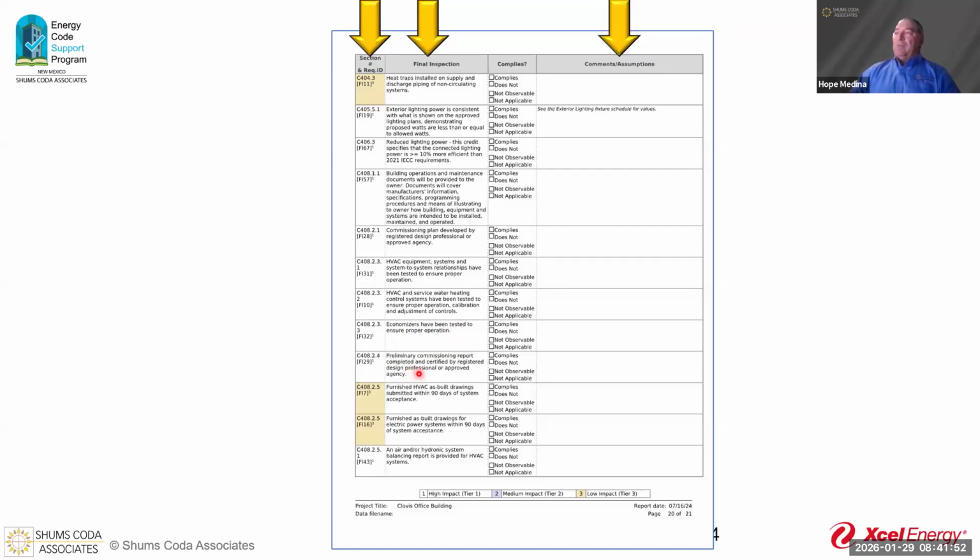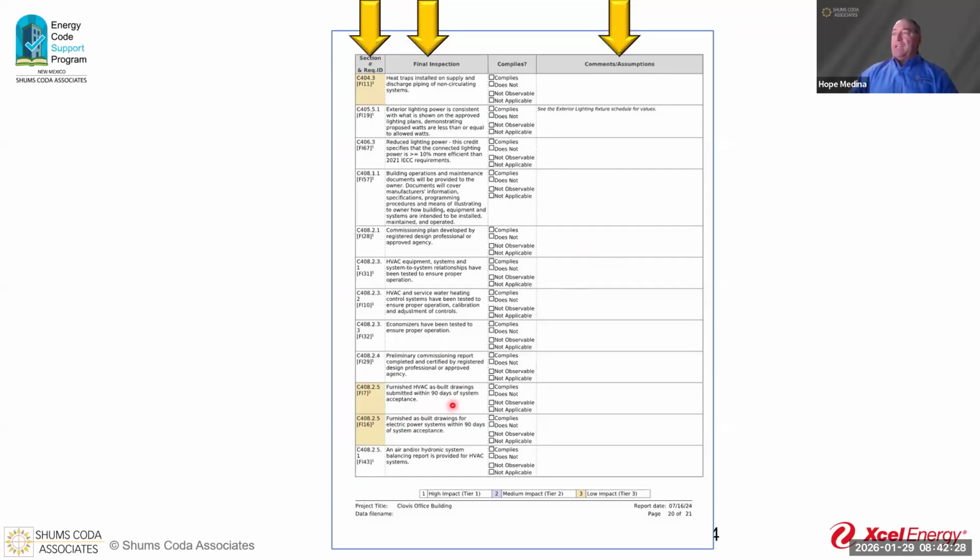Did we get our preliminary commissioning report in, completed and certified by the registered design professional or the approved agency? That's 408.2.4. Again, did we get our economizers tested? So with this checklist, as an inspector, we can go through and verify our building has been commissioned completely, or, hey, we're still missing the commissioning plan, the original commissioning plan. Well, I've got all these other things, but I just don't have that original commissioning plan. Need to have that out here so we can get that finished up.